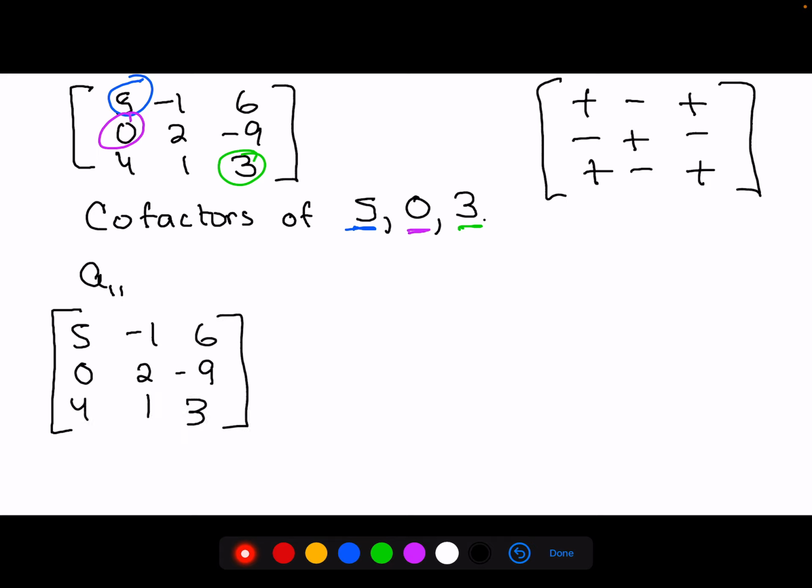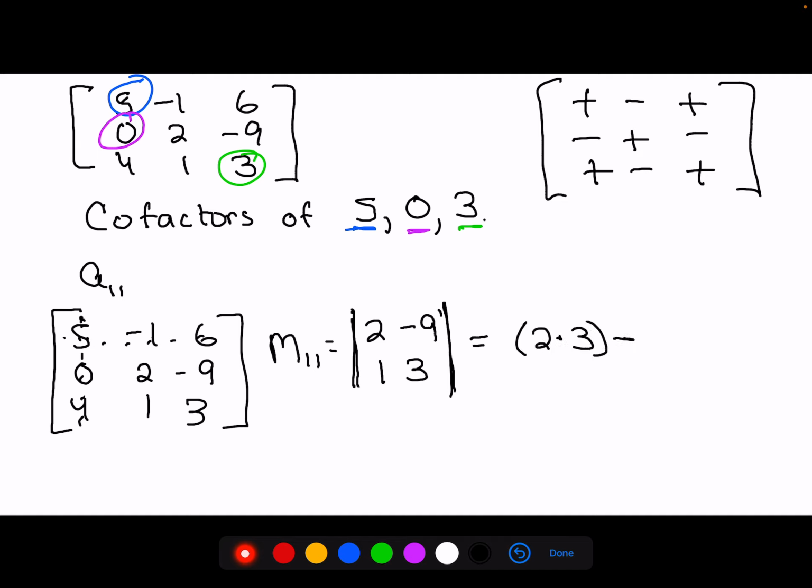So once you ignore everything else in the same row and column as 5, you can find the determinant of those leftover elements, the little 2x2 matrix. Remember, the little absolute value signs mean you're finding the determinant. So the minor would be that determinant: 2 times 3 minus 1 times negative 9. So you get 6 plus 9, which is 15.